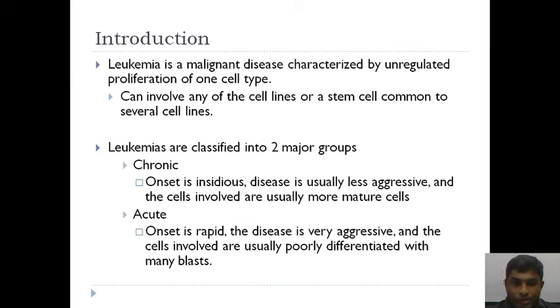In chronic leukemias, the onset is slower, whereas in comparison, in acute leukemias the onset of the disease is rapid, and the disease is less aggressive in the case of chronic leukemias, whereas it is much more aggressive in the case of acute leukemias. And in the case of chronic leukemias, the cells involved are usually more mature cells, whereas in the case of acute leukemias, the cell of origin is a blast, which is an earlier hematopoietic cell, which is a less differentiated cell.